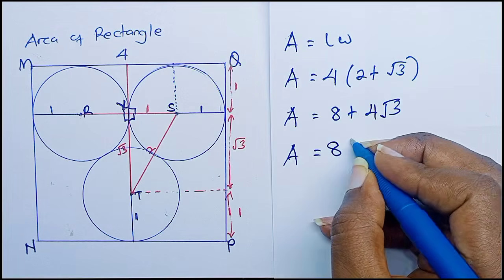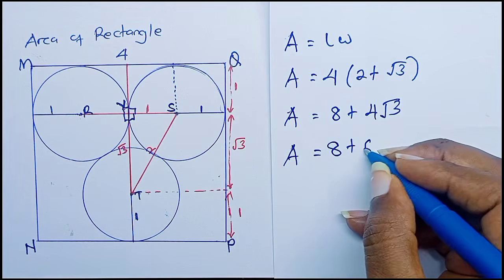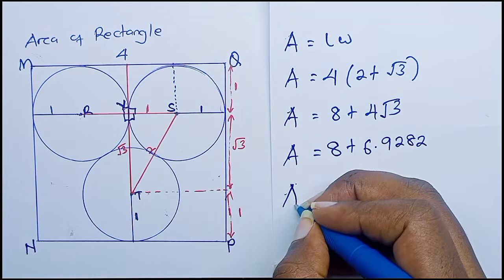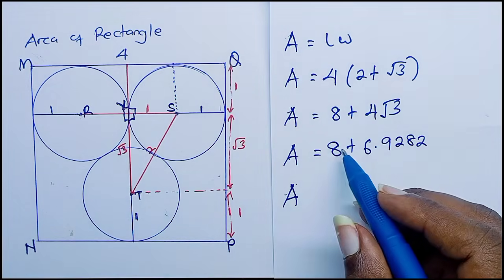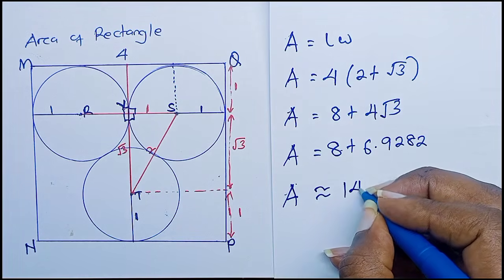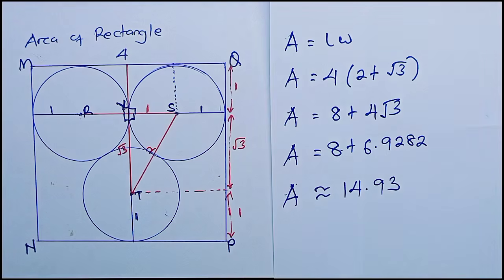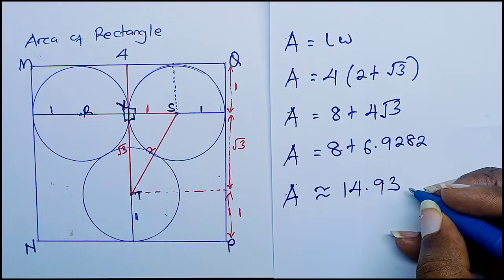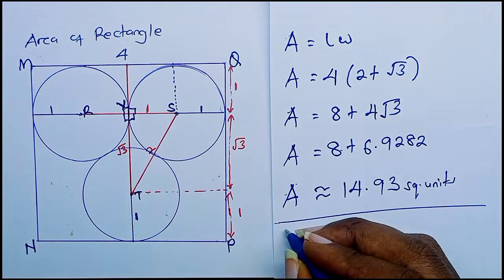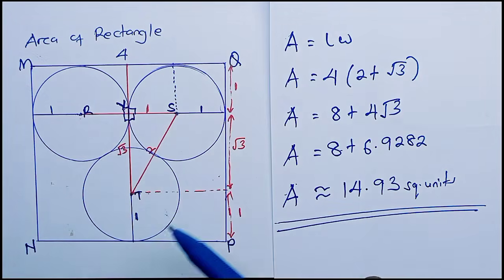So area is equal to 8 plus 4 root 3, which gives us 6.9282. And so area, when you add this, is approximately equal to 14.93. This is in square units. This is the area of the rectangle MQPN.